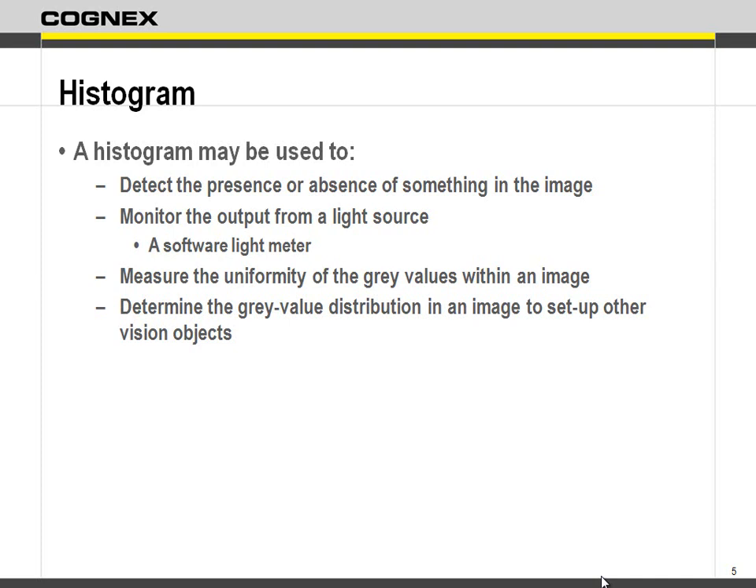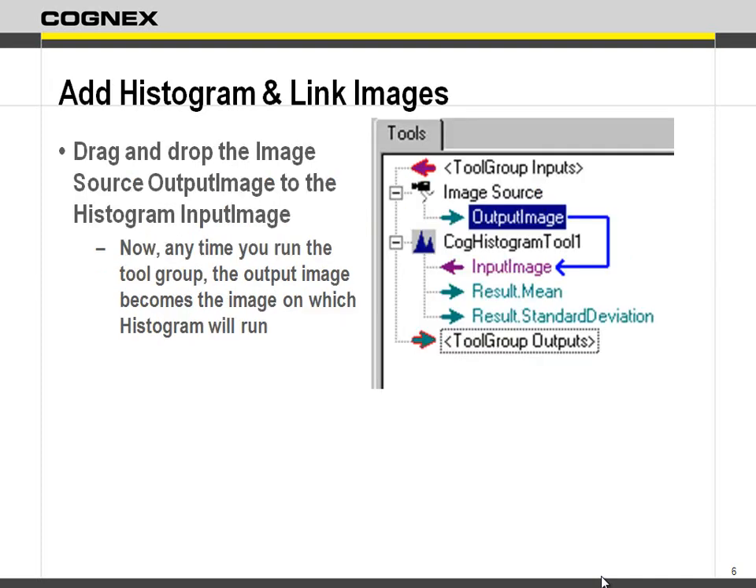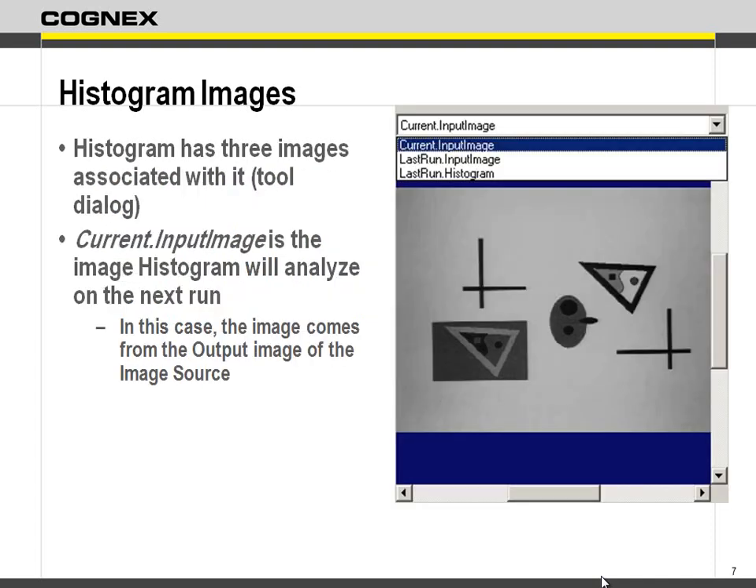Sure. It's also for uniformity of grayscales within the image, because you can see where all the grayscales lie, as well as the distribution, to be set up for another vision tool, much like you're saying, what's going on, what's my mean value, how should I set what that threshold should be. So when I put a histogram in, of course I'm going to take the input image and have it attached to the output image so that it's feeding an image to the tool. Then I'm going to have 3 images. You're going to notice most tools usually give you 3 images: your current input image, your last run input image, and the actual histogram, last run.histogram, which is the actual graph that you're looking at.